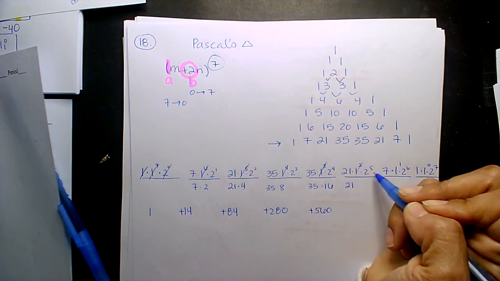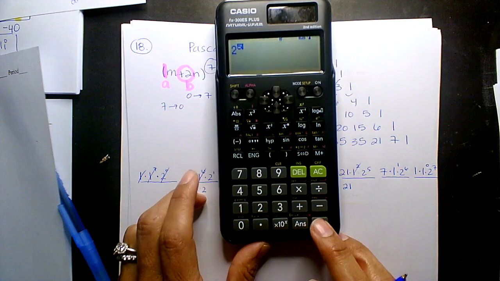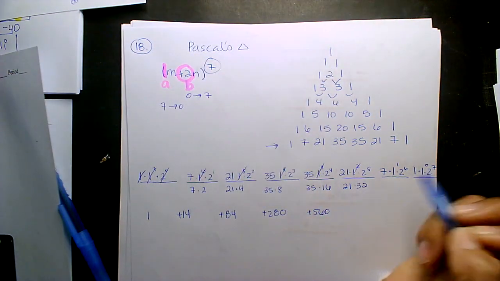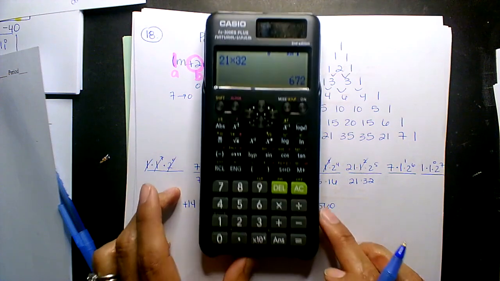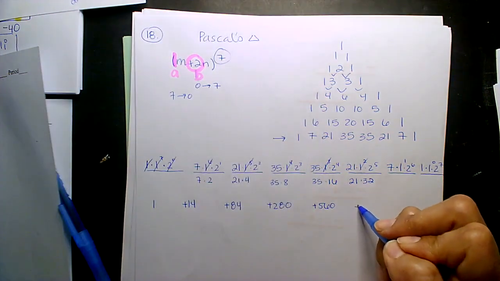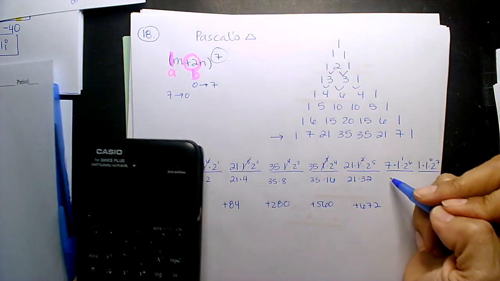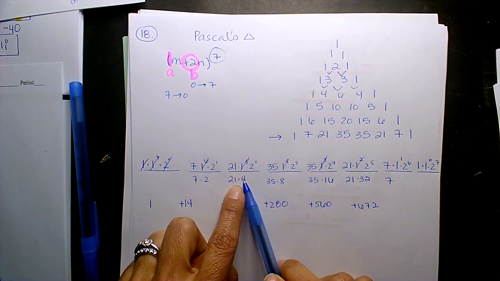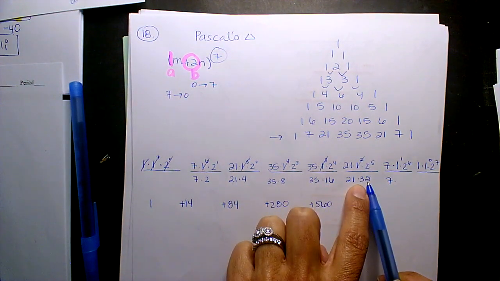21, 1 squared is 1. 2 to the 5 is 32. Yeah, 2 to the fifth is 32. And then 21 times 32 is 672. Keep going. Okay, 7. Obviously, you can see it's times 2. What's 2 times 2? 4. What's 4 times 2? 8. What's 8 times 2? 16. What's 16 times 2? 32.